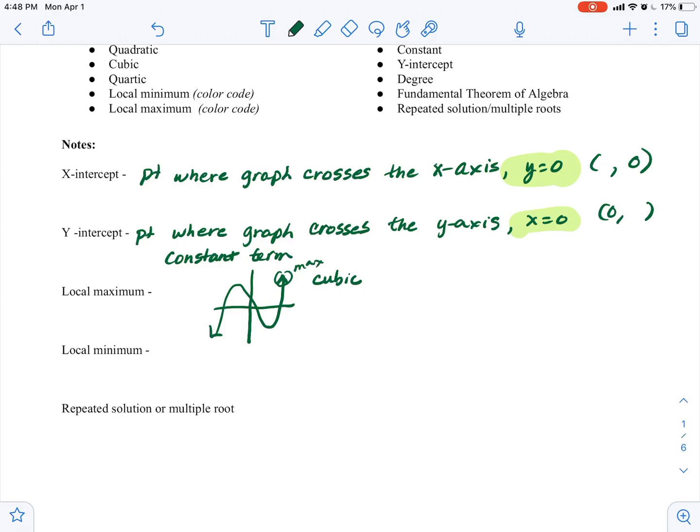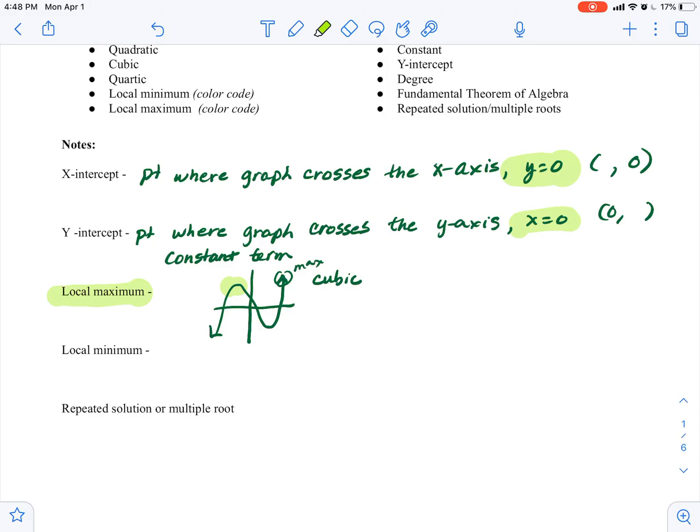But that's not really what we're looking at. When we talk about local maximum, it is the other point on your graph that is a max. So in this case, my maximum would be right here. This would be my local maximum, okay? So it is the highest point that is not how your end behaviors are doing, okay?